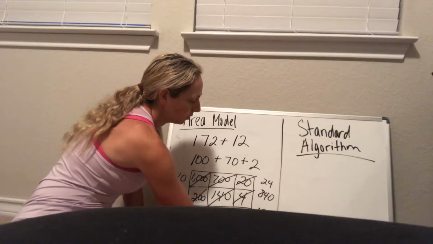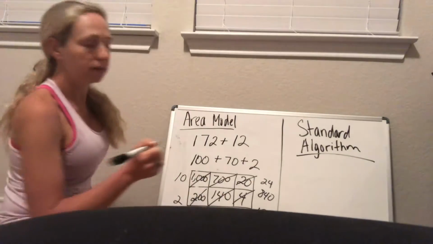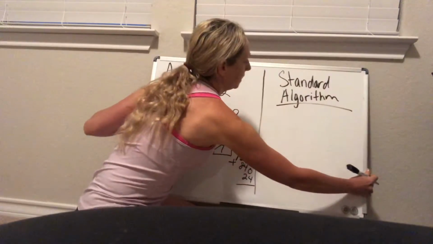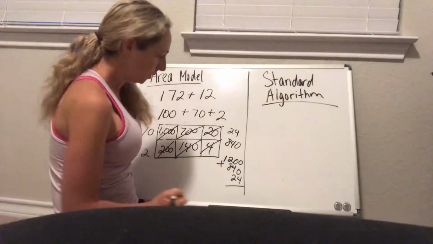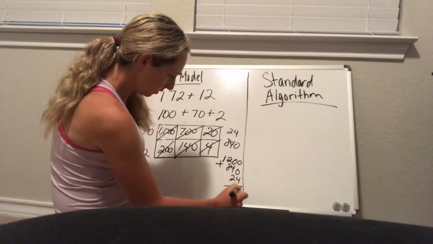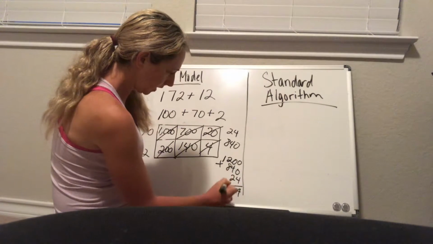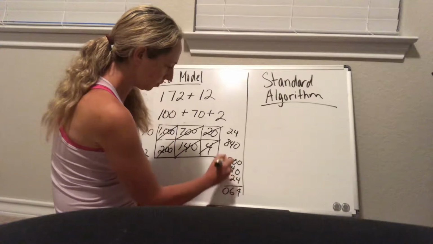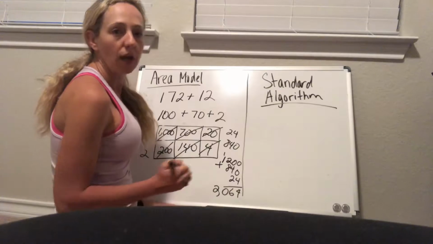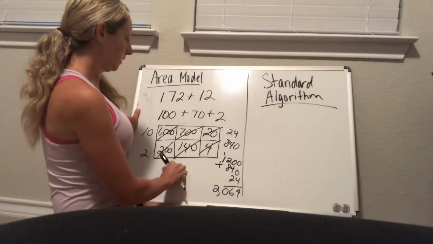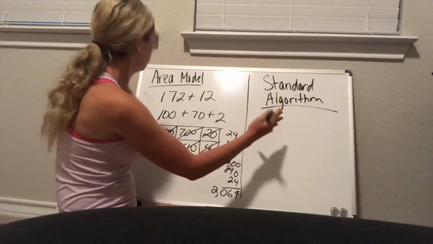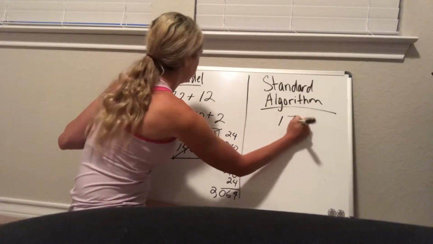840 plus 24. And I still need to adjust the height of my board here so you guys can see a little better. But I'm ending up with 4 in the ones place, 6 in tens, 10 in the hundreds, so I carry 1 over. I'm ending up with 2064. And now that they understand where these numbers came from, we can move on to standard algorithm.